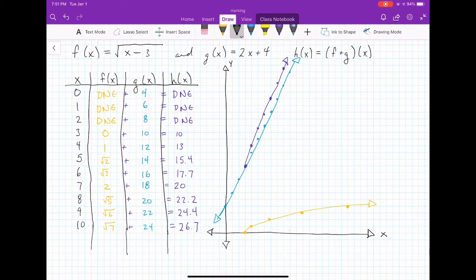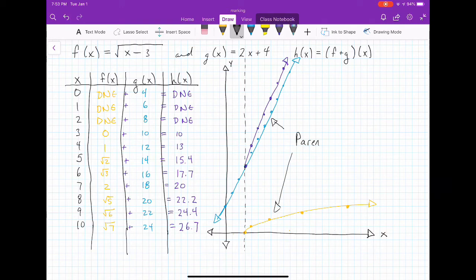Okay, here I made a table of values for f of x, g of x, and h of x, and I've graphed all three. And now I just want to look at the three graphs and discuss really the domain for all three. Because h of x is made from f and g, they are like parent functions for h of x.